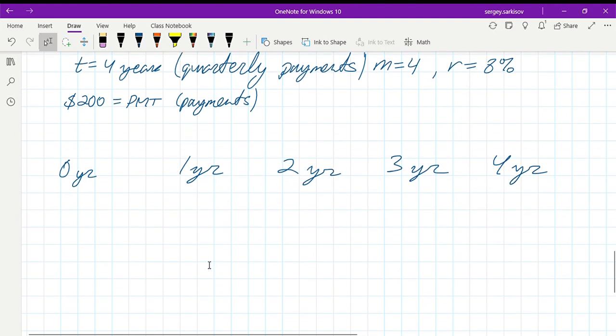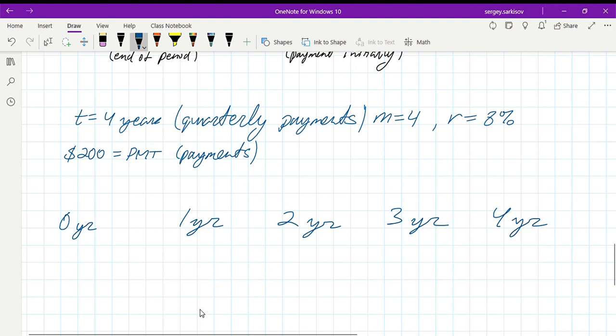Here's what goes on. At 0 years, we have first quarter payments. Let me show you one second. First period, we have 4 periods. Period 0, 1, 2, 3, 4. That's the 3-month periods.